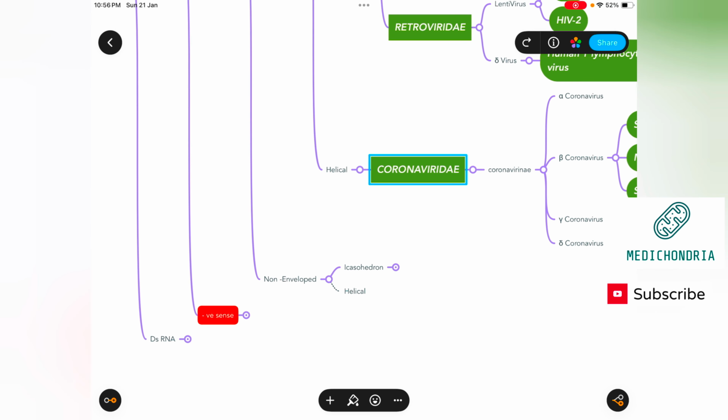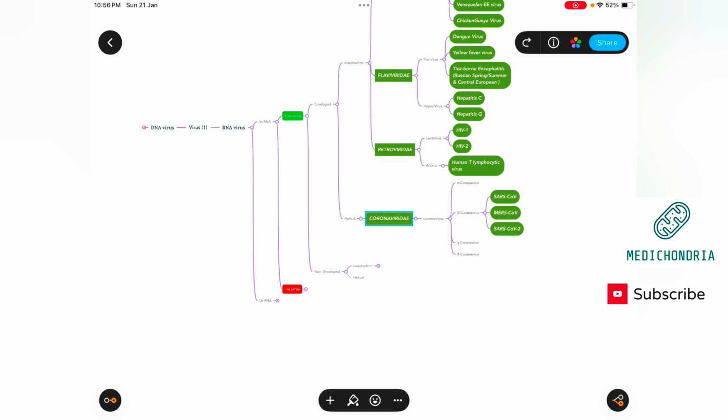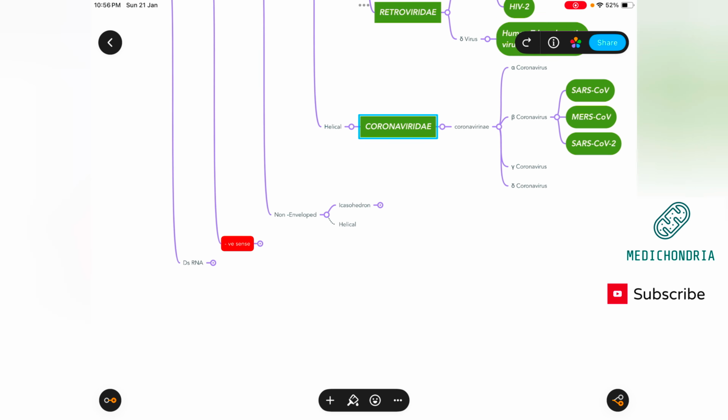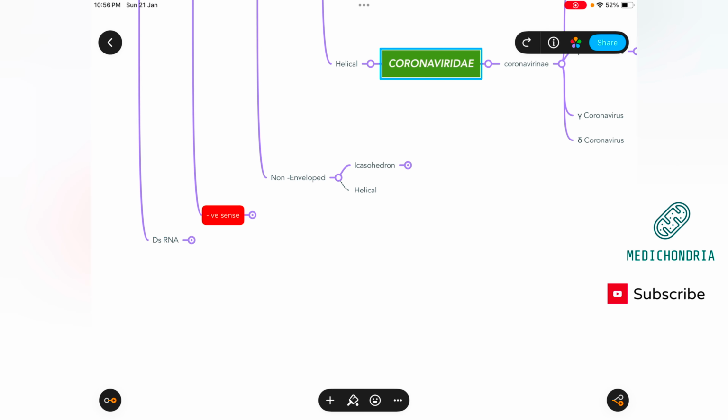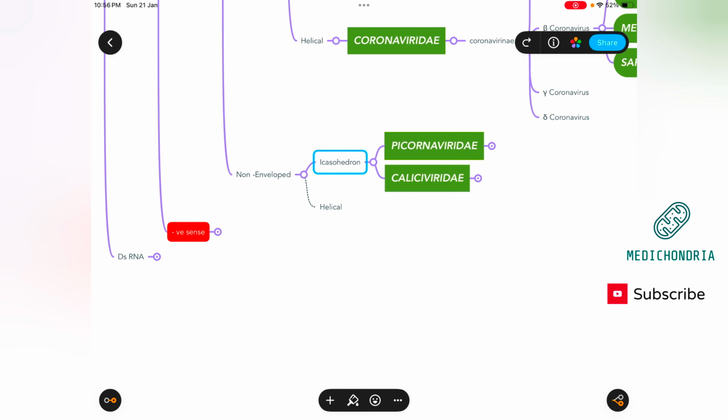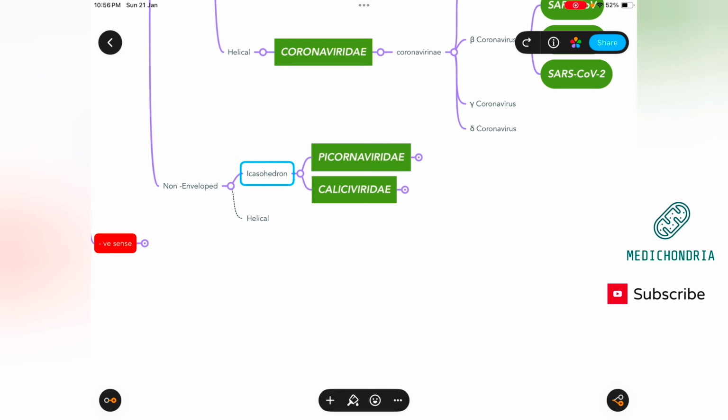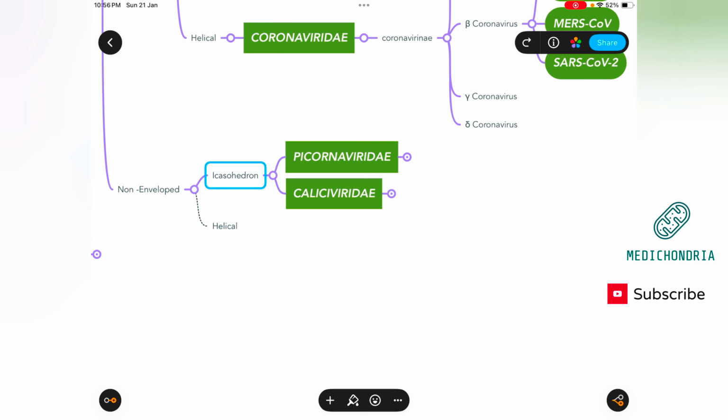Okay, so these are the enveloped families. Now if we speak about the non-enveloped, we just have icosahedral symmetry in non-enveloped. We don't have helical symmetry. Remember that, it's very important. And over here we just have two families, Picornaviridae and Caliciviridae. These two are very easy, especially Caliciviridae.